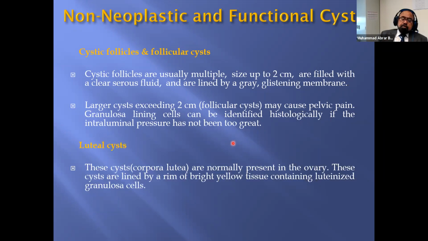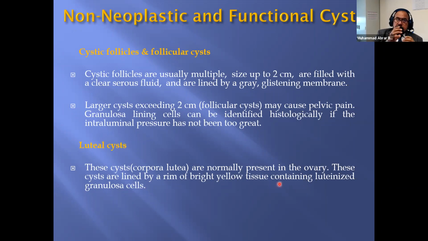Now the other one is a luteal cyst. As the name says, it arises from the corpus luteum. Once the corpus luteum is formed, which is normally present in the ovary, the cysts are lined by a rim of bright yellow tissue containing luteinized granulosa cells.